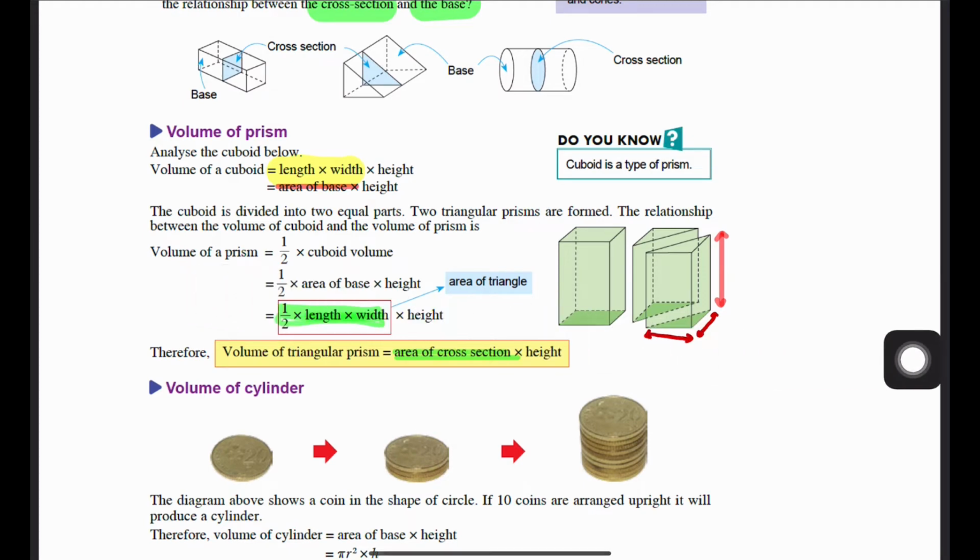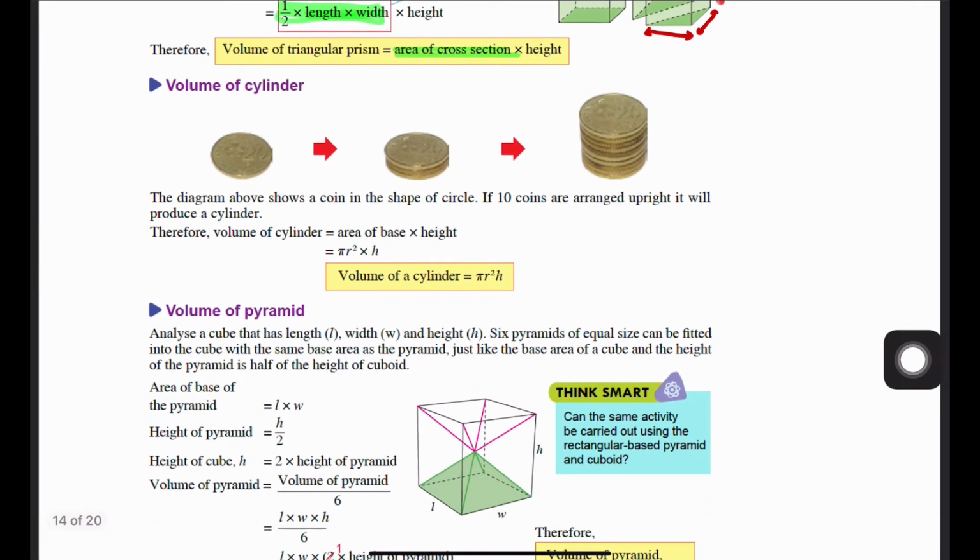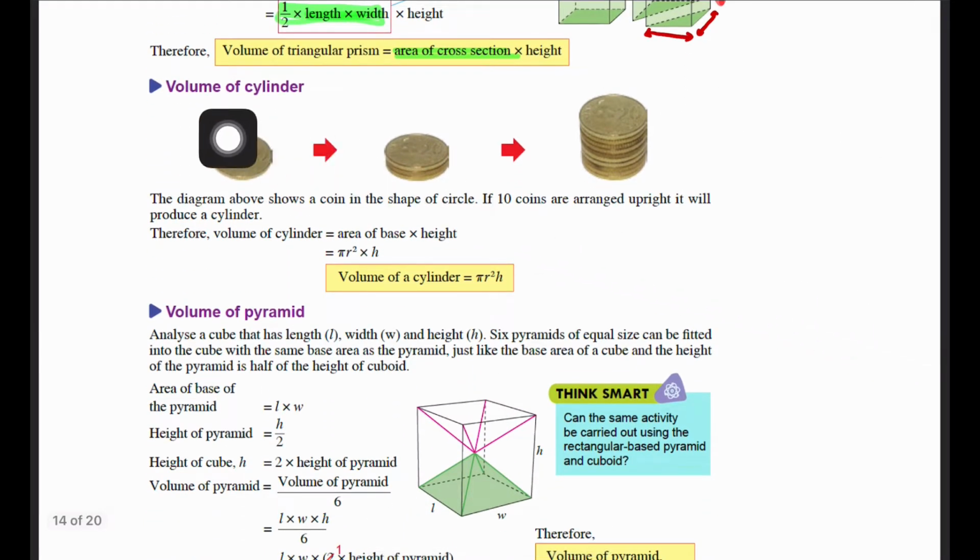Clear? Next, volume of a cylinder. The diagram above shows a coin in the shape of a circle. If 10 coins are arranged upright, it will produce a cylinder. Therefore, the volume of a cylinder is equal to area of base times height.